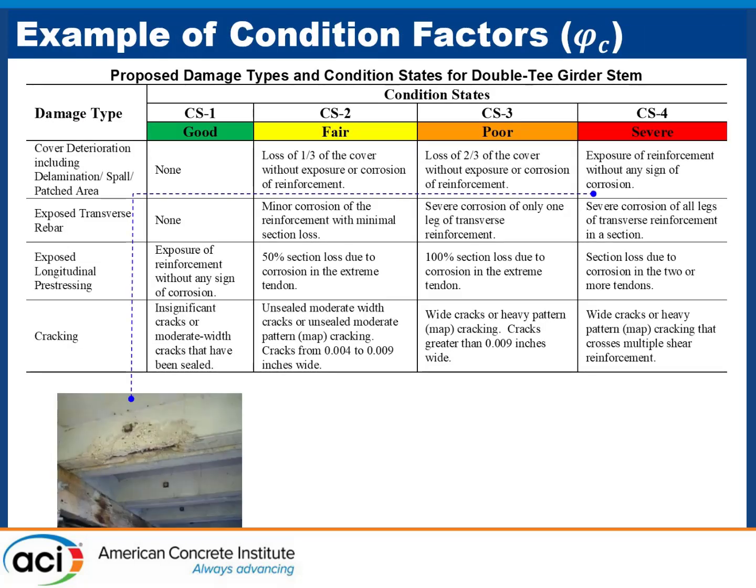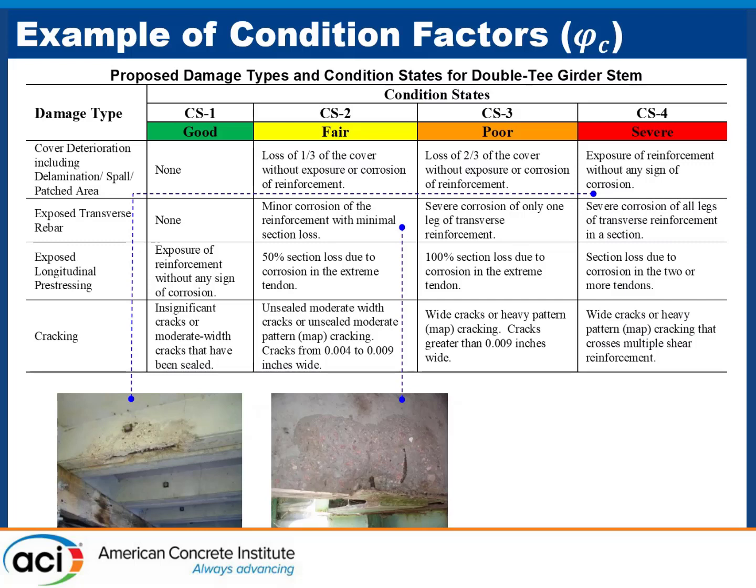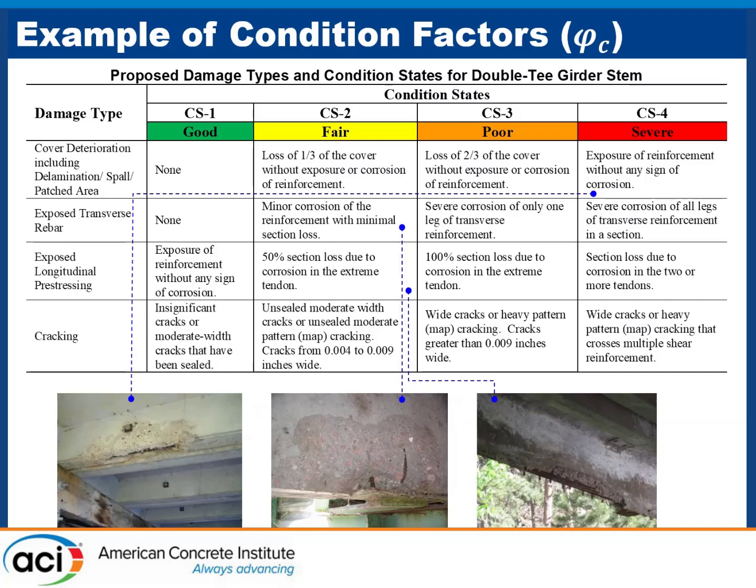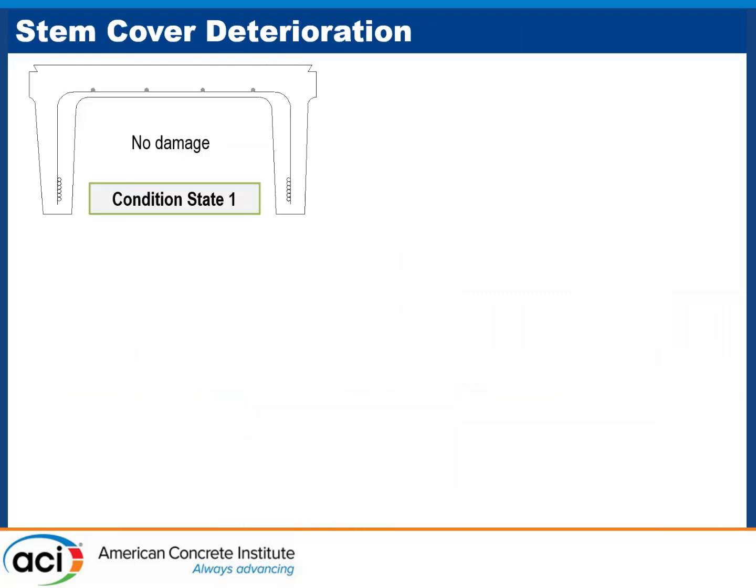Okay, here is just one example. Let's say if you are going to have cover deterioration, damage state 4, something like that, you need to reduce your moment nothing, your shear 25%. Makes sense. And if you are going to have, let's say, exposed transverse rebar, you're not going to touch your moment, it still remains the same, but your shear goes down 10%. If you are going to have your exposed longitudinal prestressing bars, damage state 2, you need to reduce your moment 10%, your shear 25%.